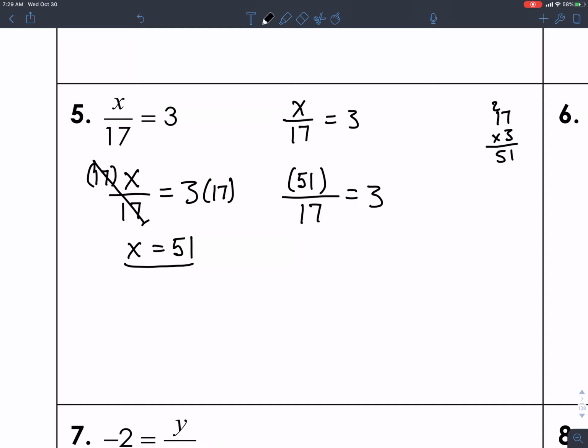Now I just got to figure out, okay, what's 51 divided by 17? Now, this might be a little harder to do, but guess what? Since we already know this, we got to know this. 51 divided by 17 is 3. So 3 is equal to 3. So we know this works.